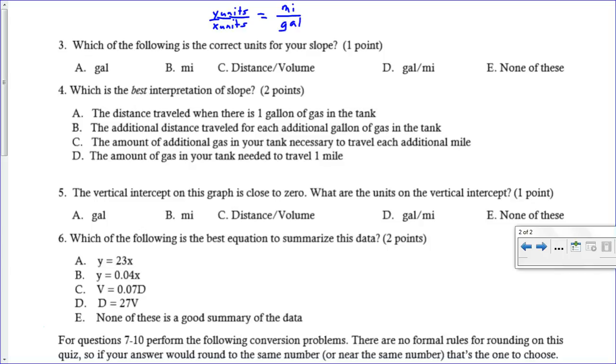All right. If we look at all the different options here, that's not on the list, okay, so the answer is E, none of these.